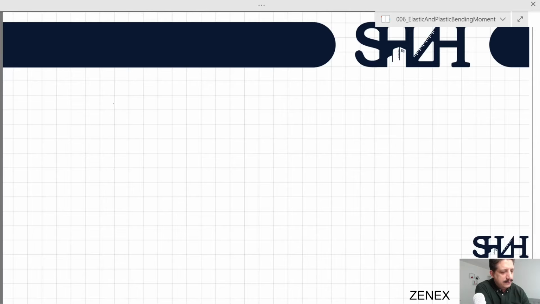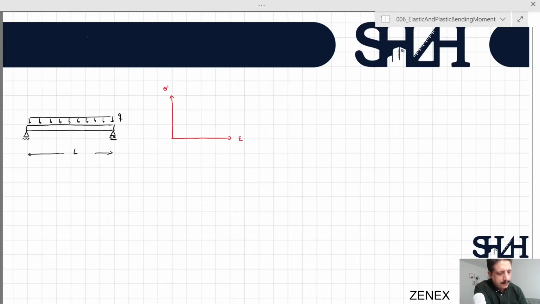Let's assume that we have a cross section which is not rigid and is made of an elastic, perfectly plastic material, and it's going to be under a load. The sigma-epsilon graph shows that the material which is going to be used is elastic, perfectly plastic material.